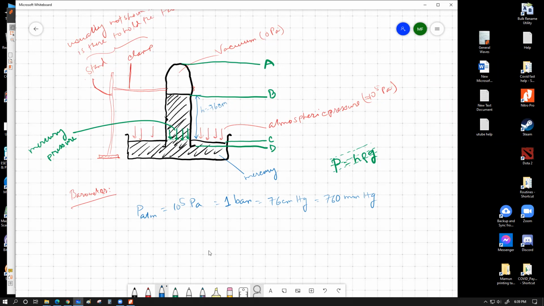Only the two mercury levels, B and D, are affected by change of atmospheric pressure.